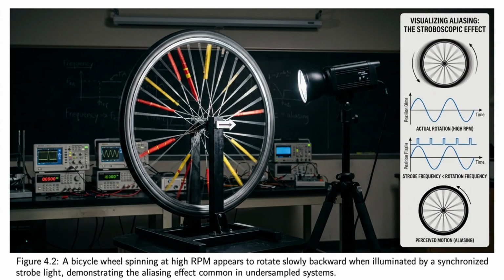This is not real motion, it is an illusion caused by insufficient sampling. To understand aliasing, imagine trying to draw a fast-moving wave using too few points. Instead of capturing the real shape, you connect incorrect points. The result is a completely wrong waveform. This is why aliasing is considered a serious error in digital signal processing. Once aliasing occurs, the original signal cannot be perfectly recovered. That is why proper sampling is critical.